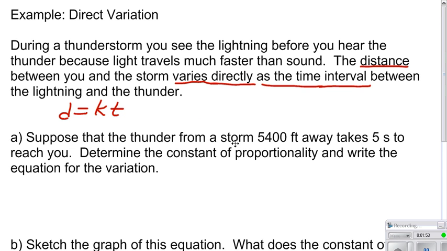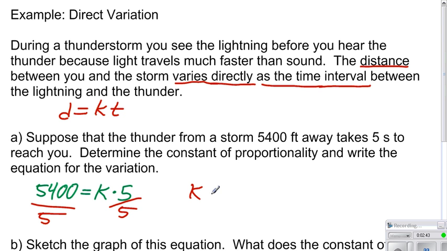So suppose that thunder from a storm 5,400 feet away takes 5 seconds to reach you. Determine the constant of proportionality and write the equation for the variation. The constant of proportionality is just the constant, the k. So we're going to plug in the information we know. We know distance is 5,400 feet. We're going to solve for k, so k will be in our equation. And it takes 5 seconds. We are determining the constant of proportionality, so we're solving for k. So we need to divide by 5. 5,400 divided by 5 is 1,080. So k equals 1,080.